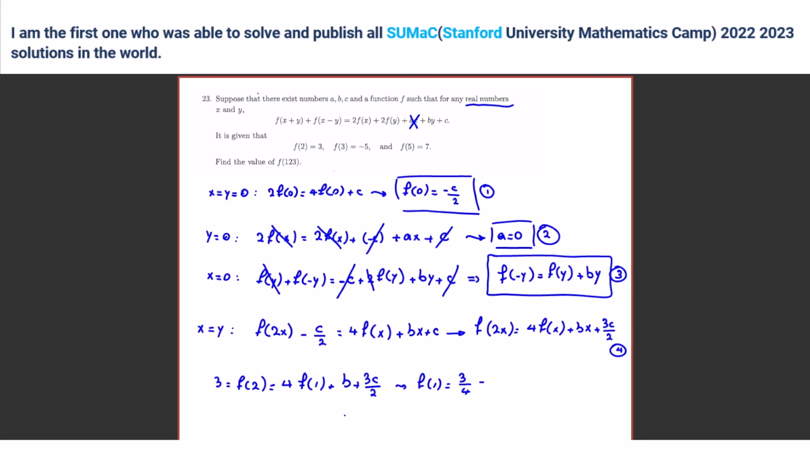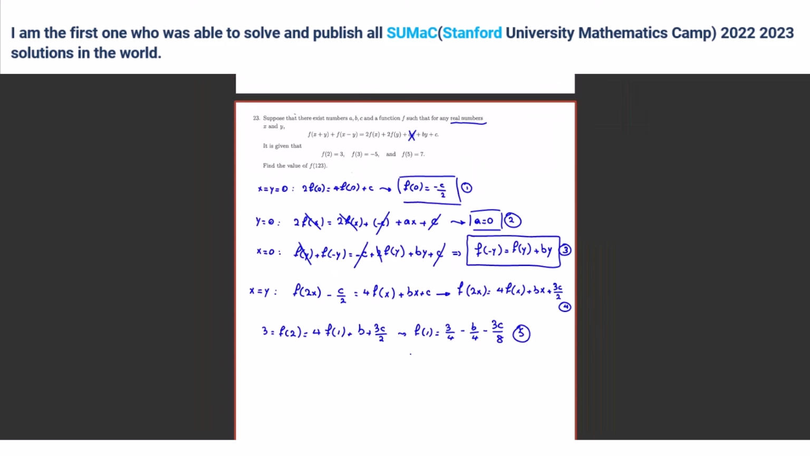Okay. 3 over 4 minus b over 4, sorry, minus b over 4 minus 3c over 8, right? Okay. So we can say it's our fifth result, right? Now that we saw these, we can replace, because we know these values, and find another relationship for f of 1. We should work with which of them?